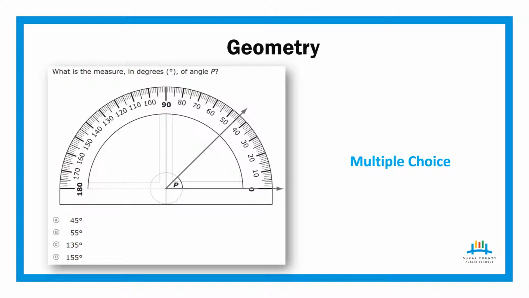Let's take a look at this problem. What is the measure in degrees of angle P? One ray of angle P is aligned with 0 degrees on the protractor, and the other ray falls between 40 and 50 degrees. So the measure of angle P is 45 degrees. I know my answer is reasonable because angle P is an acute angle, and acute angles have a measure less than 90 degrees.